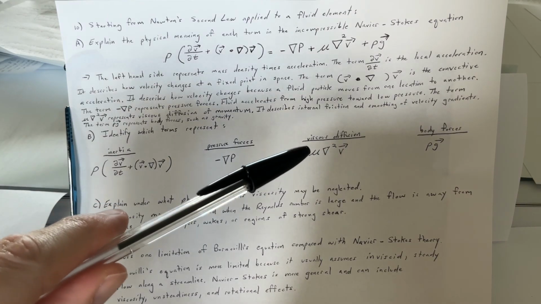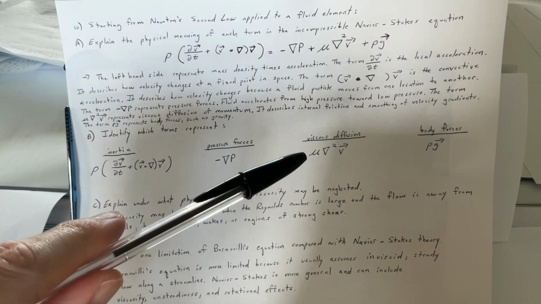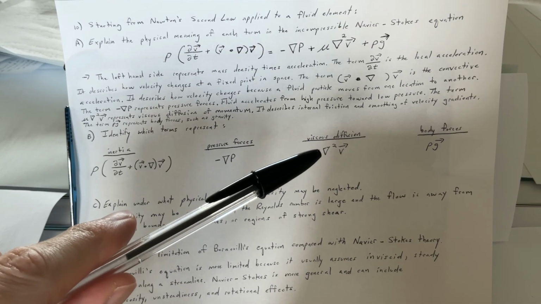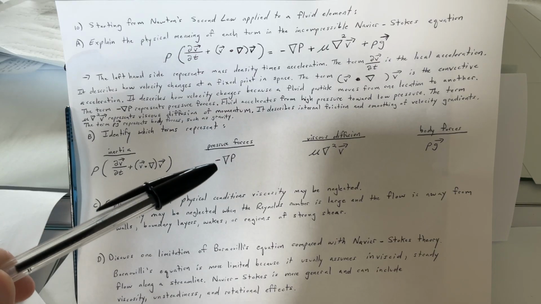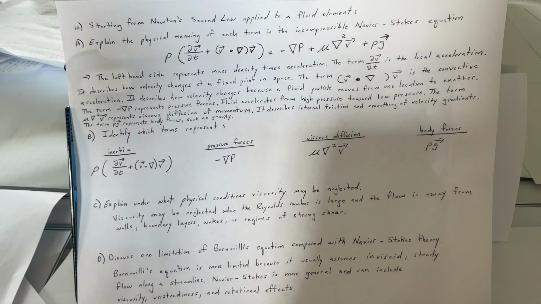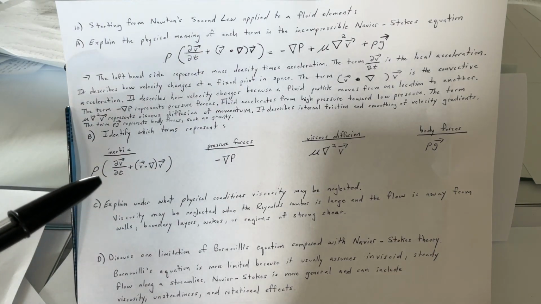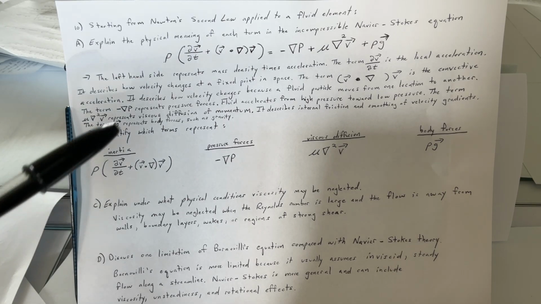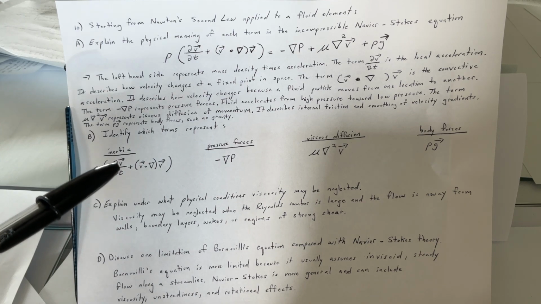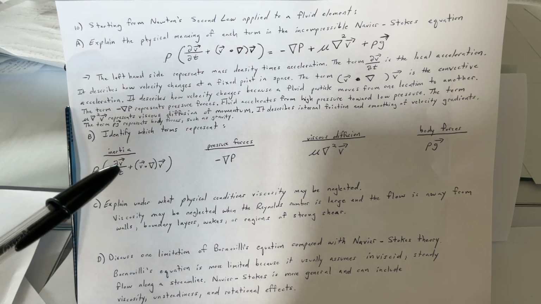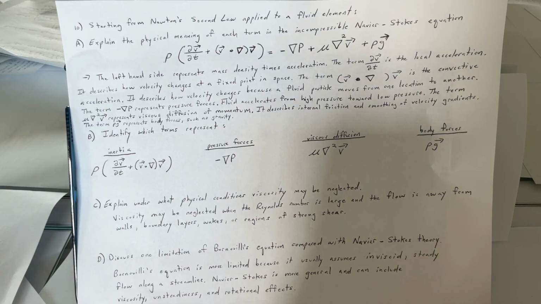Viscous diffusion is represented by the viscosity mu times del operator squared times the velocity vector. Your pressure forces, that's negative del operator times p. And your inertia, okay, well, take a look. Your inertia is right here, right? Rho times dv, this acceleration, the sum of these accelerations, right? That's basically all of letter B.